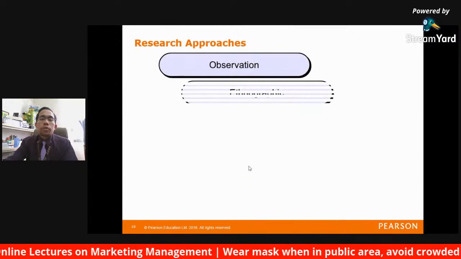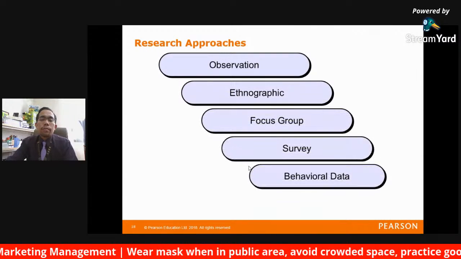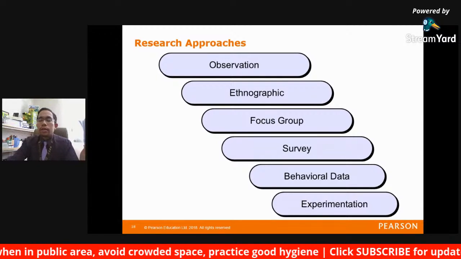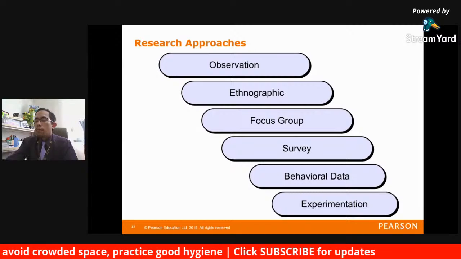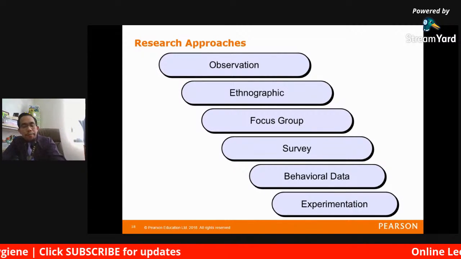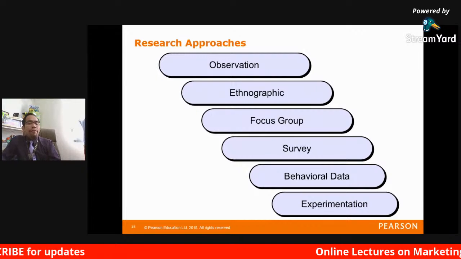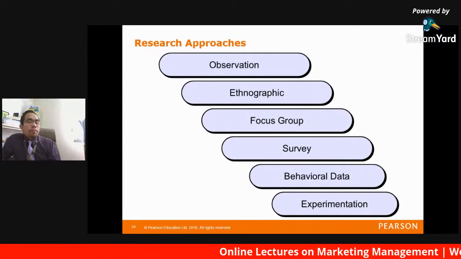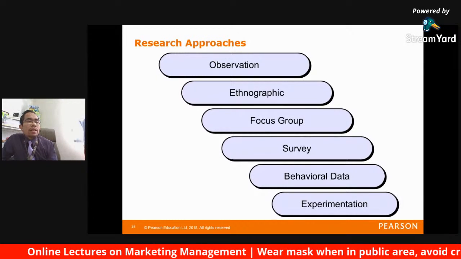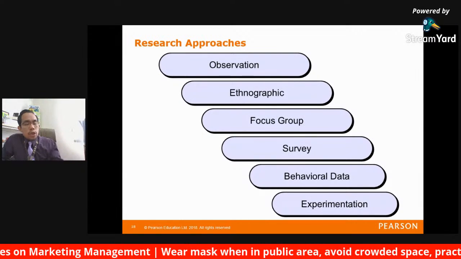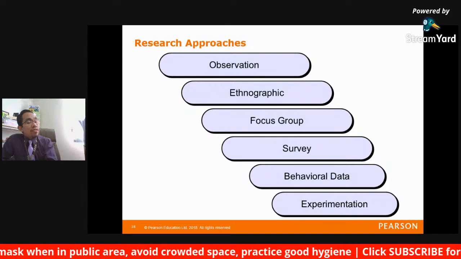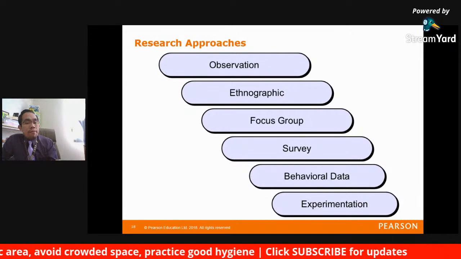All right, the approach. This is a process that is familiar to use: observation, ethnographic research, focus group, calling somebody independently, shown through moderation, and survey, if this is normal behavioral data.